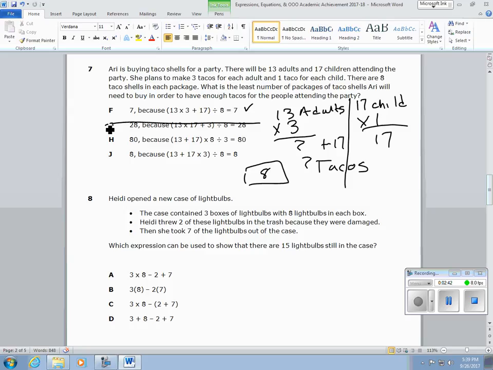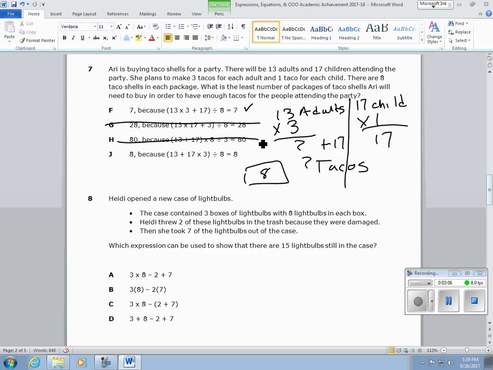H. So we're going to take 13 and we're going to add 17. Okay? So we're going to take the people and the children, we're going to put them together. And then we're going to multiply by 8. I don't know why, because we're not feeding them 8 tacos each. And then we're going to divide by 3, which does not make sense at all because the 3 has to do with the 3 tacos that are being served to each adult.